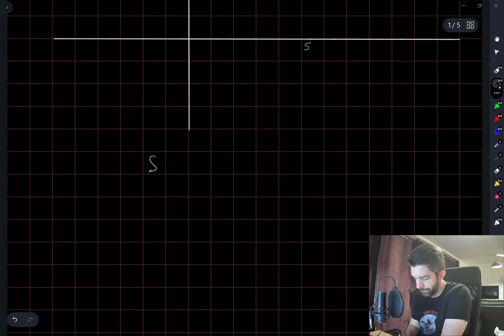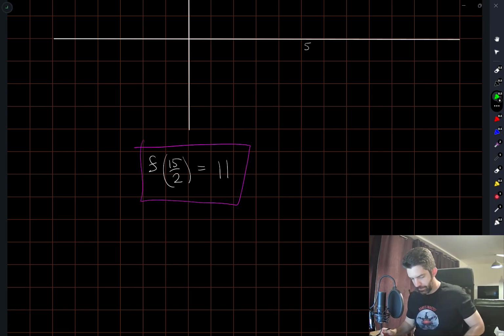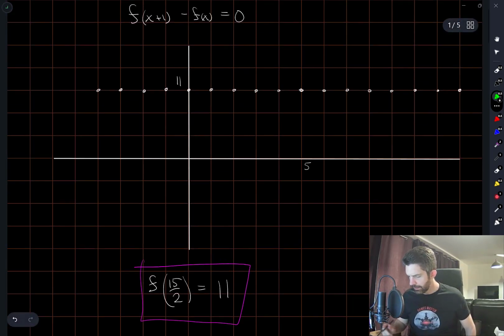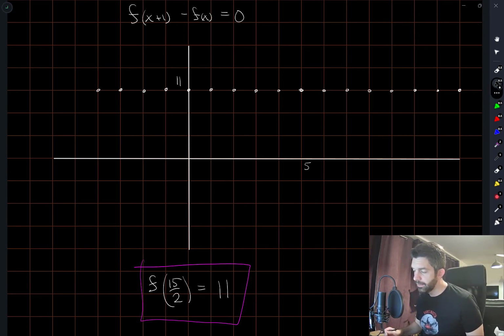Right, so I'm getting here that f of 15 over 2 has to be equal to 11 because this polynomial has to be a constant. Yeah, this one was pretty cool. When I first read it, I really wasn't sure what approach I would take.